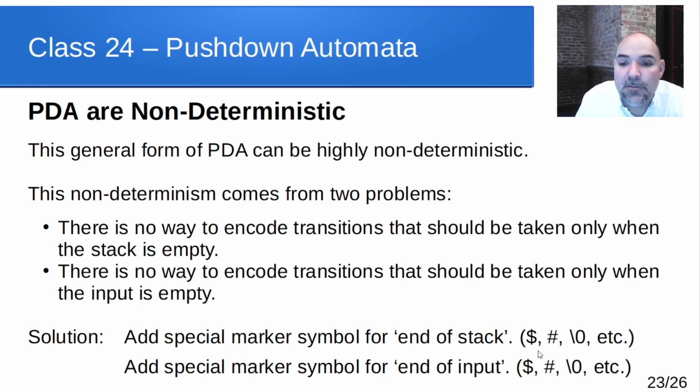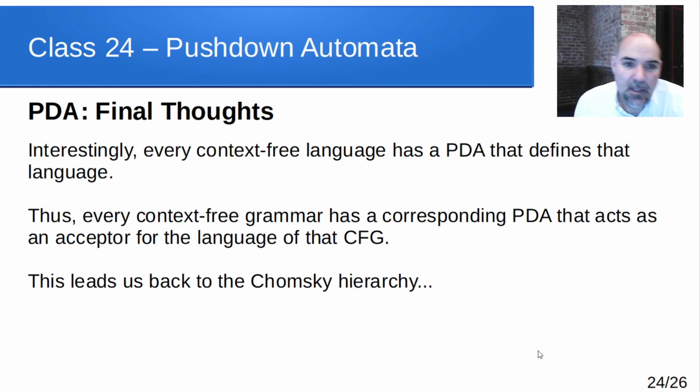All right, a couple of final thoughts here. Every context-free language has a pushdown automaton that defines that same language. Thus, every context-free grammar has a corresponding pushdown automaton that acts as an acceptor for the language of that context-free grammar. So in other words, pushdown automata are a class of machines that can act as acceptors or can define every language that we could make with a context-free grammar.